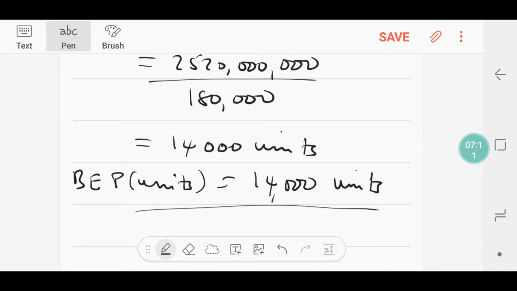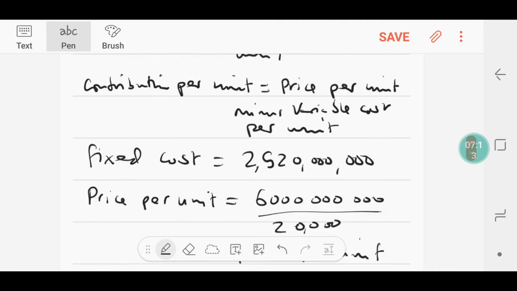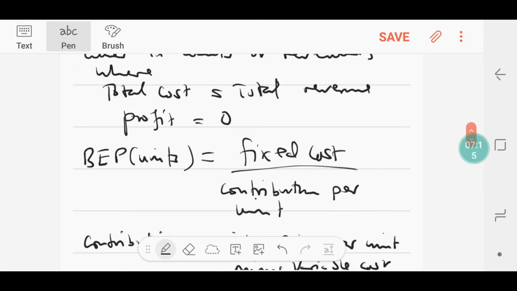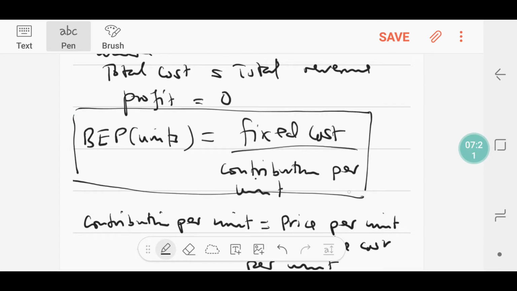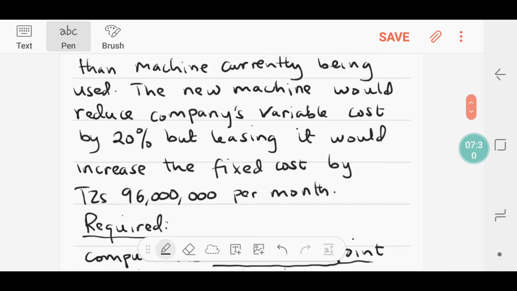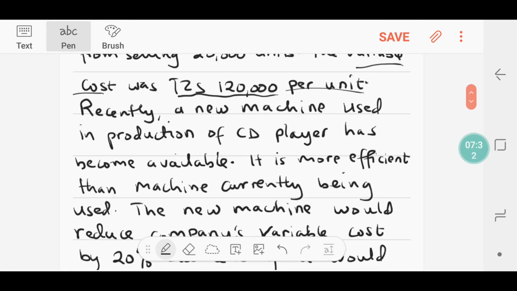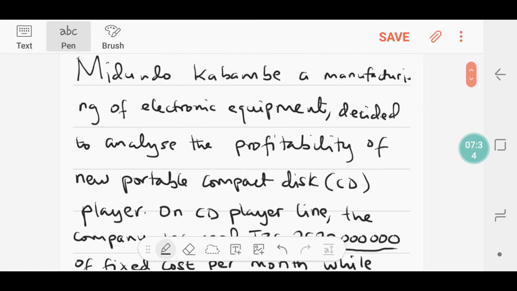So this is how you calculate break-even point in units by using the formula which we have discussed here. This is the formula which you are supposed to use to calculate the break-even point in units, and we have illustrated that by using this example.